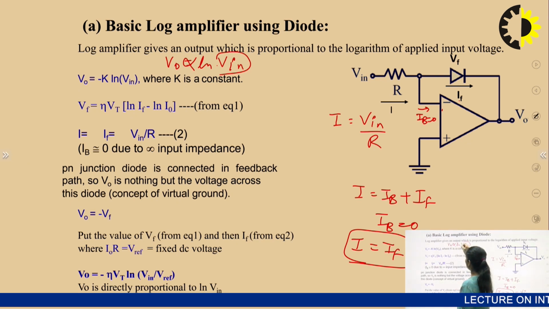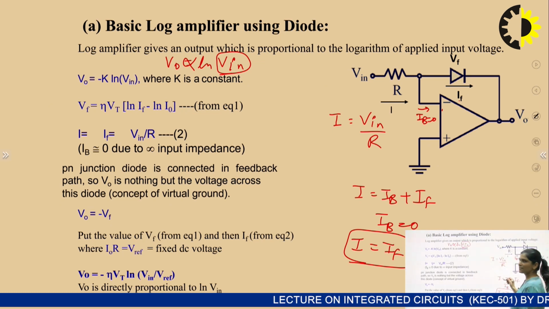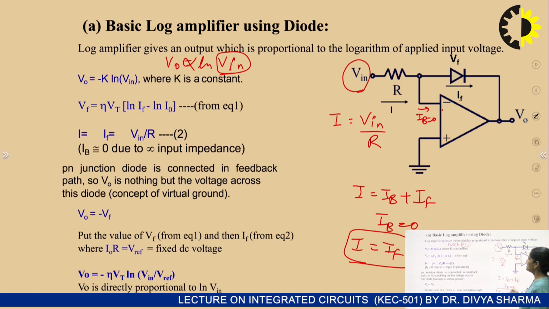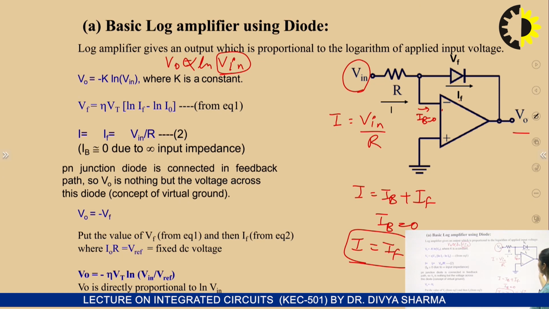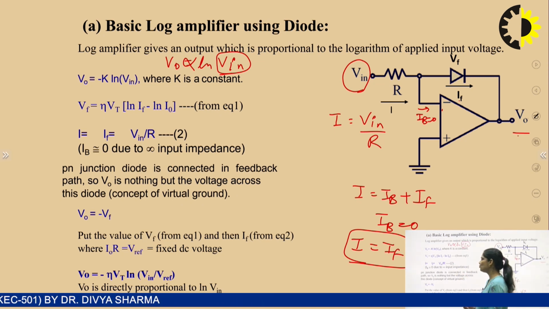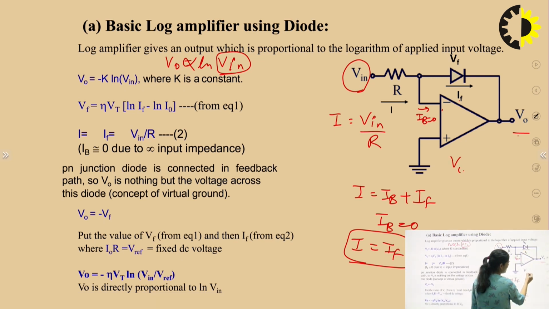So we have to find the relation between output voltage and input voltage. For this circuit diagram, we have to find V_out in the form of V_in. Now I is equal to I_F, which is equal to V_in upon R. Let us consider this as equation 2. From this circuit diagram, V_out is equal to minus V_F, and V_F is given by this equation, eta V_T (ln I_F minus ln I_0). So put this value of V_F here.